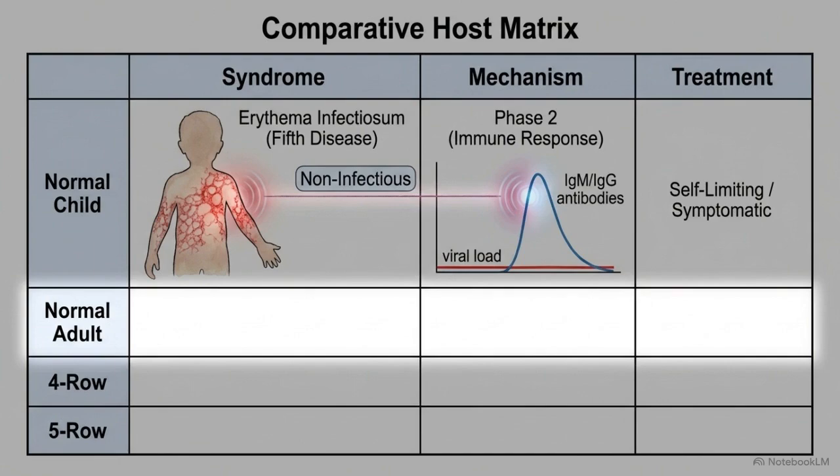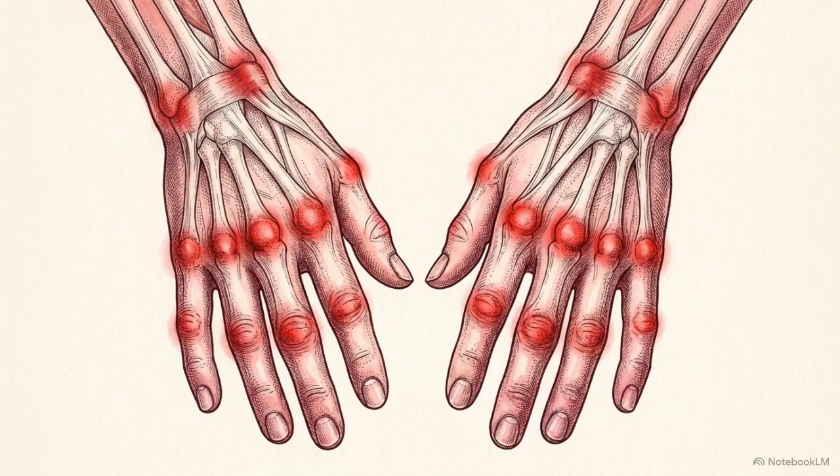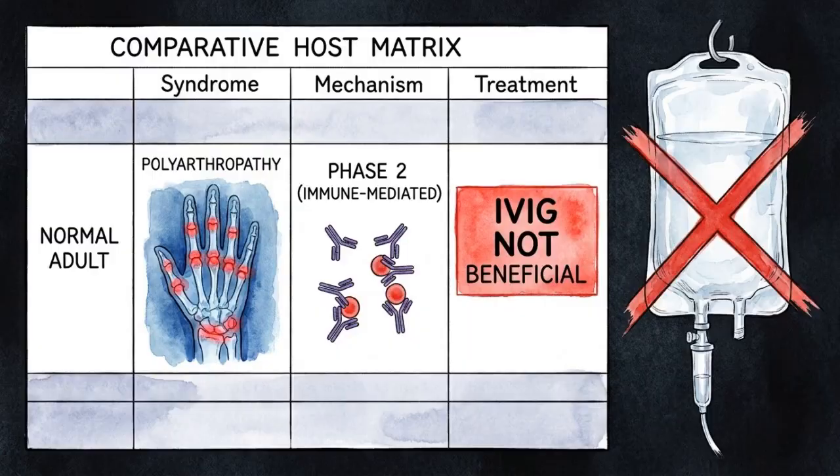The presentation shifts completely in a normal adult host. The facial erythema is usually absent. Instead, adults, predominantly women, develop polyarthropathy syndrome. This manifests as symmetrical arthralgia in the small joints of the hands, wrists, and ankles, mirroring the presentation of rheumatoid arthritis. Like the pediatric rash, this adult joint pain is a Phase 2 immune-mediated problem.